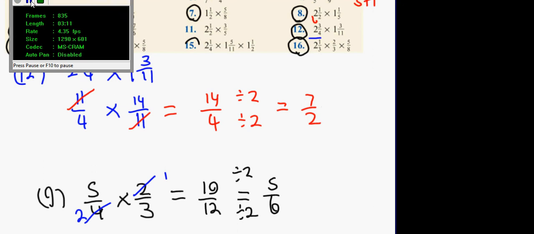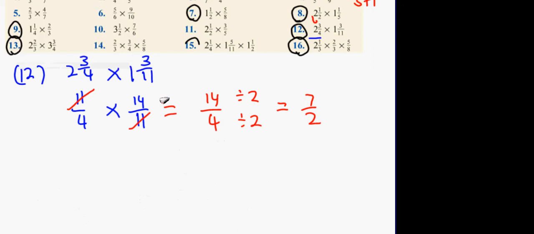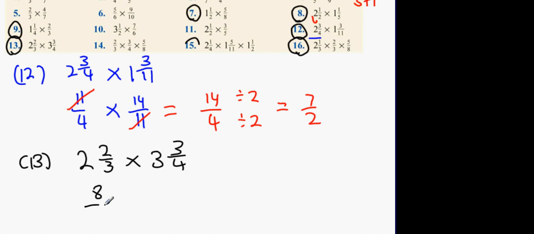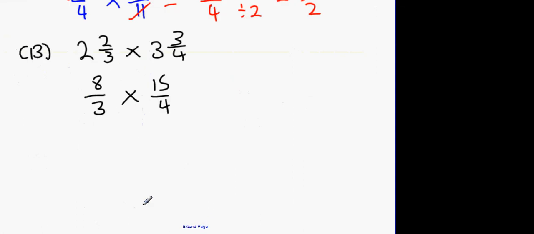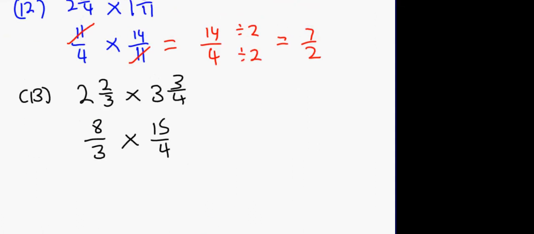You had a question? Okay guys, next one. The next one is number 13, okay? So what's 2 2/3 in top heavy fractions? That'll be 8/3. And what's 3 3/4 in top heavy fractions? 15/4. Now, is there any number on the bottom that divides into a number on the top? 4 divided into 8. How many times? Twice. Okay, and what about 15 and 3?